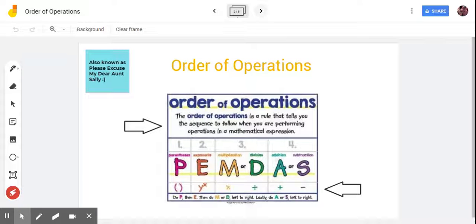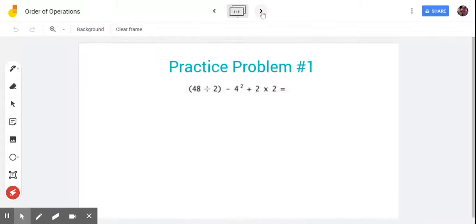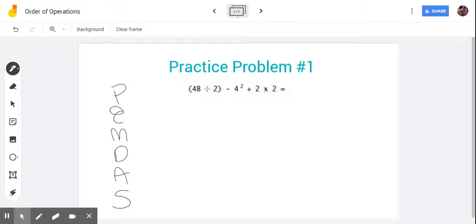And this helps you to remember what order you look for the parentheses, the exponents, the multiplication and division, and the addition and subtraction. Now we're going to look at a practice problem that helps you to use the order of operations. So I'm going to write out, please excuse my dear Aunt Sally. And we're first going to look at this problem, and we're going to look where is a parentheses.